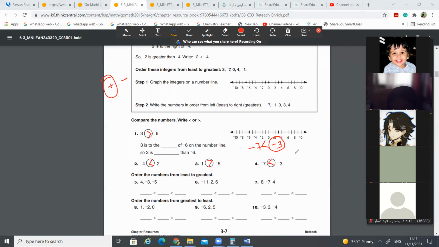Okay. So here I said the greater number is smaller. In a negative value, you'll always take the smaller number as the greater, okay? Like for example, let me ask you all. Give me a moment.